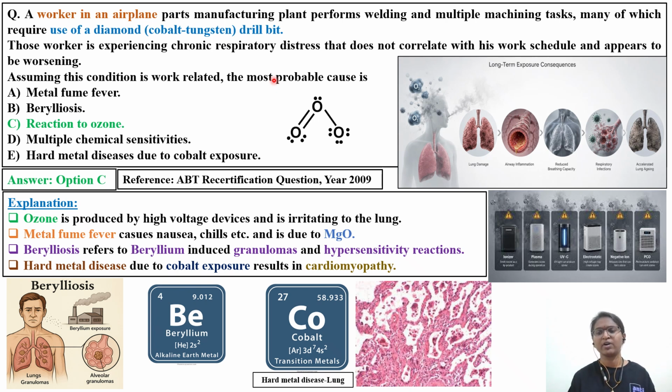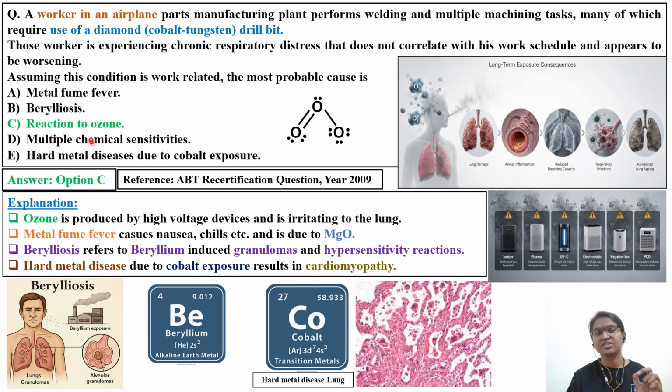So you have to understand how these examiners will frame the question. They will give you a case study. For example, a farmer is working in a certain agricultural land and is working with a certain pesticide. They will give you certain symptoms, then you have to identify what the particular disease is. Similarly here, they are giving you a case study and trying to confuse you by giving metals like cobalt and tungsten, but the right answer is the green text, that is option C, reaction to ozone.